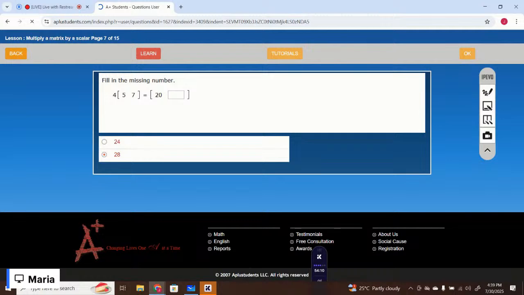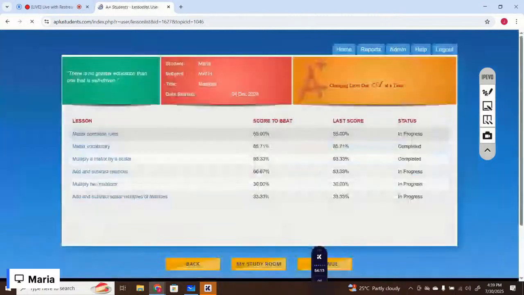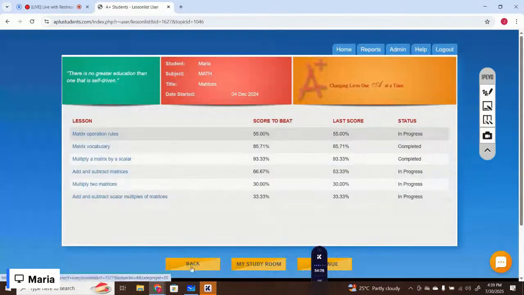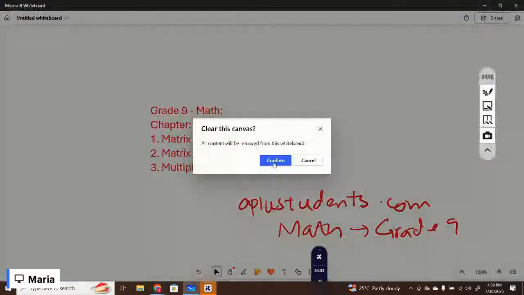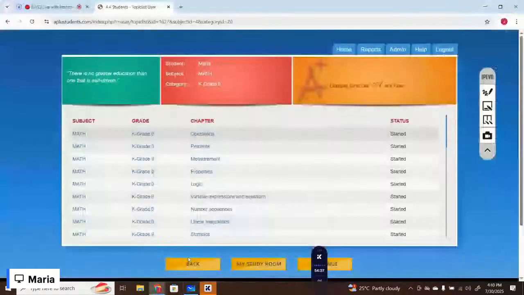So we're working on grade 9 math. The chapter we are working on is matrices. The lessons we have covered today are matrix operation rules, matrix vocabulary, and multiply a matrix by a scalar. So please make sure that before the next session you complete all the practice questions for the lessons we just did. That is your homework on Telegram.